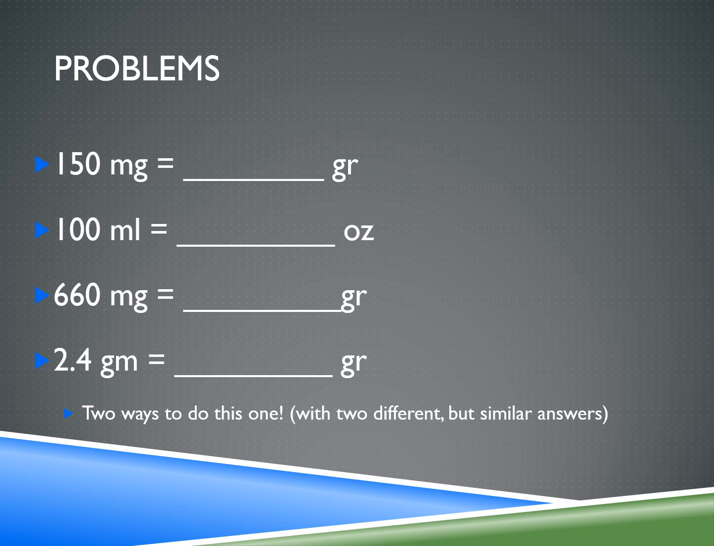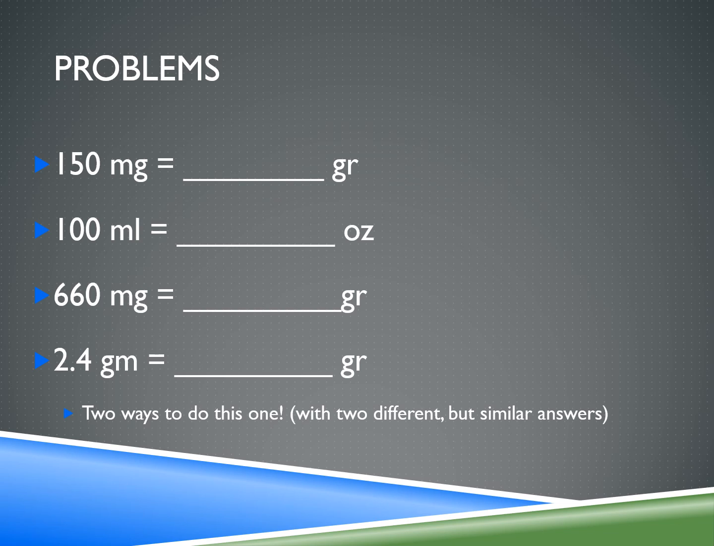Here are some practice problems that will allow you to work on using your new conversions. I do want to bring your attention for a moment to the last question. That last question is going grams to grains. Anytime you're going grams to grains or grains to grams, you've got 2 options. You can use the accurate-ish conversion, which is 15 grains equals 1 gram. Totally fine to do that.